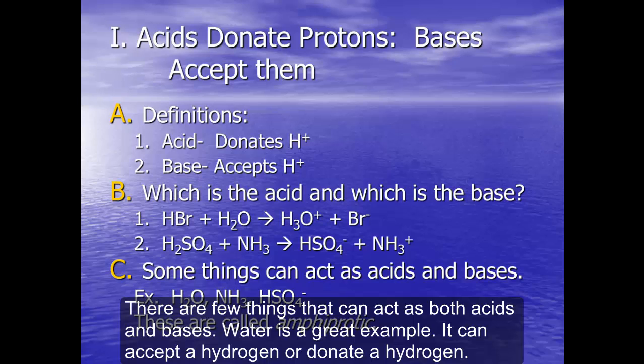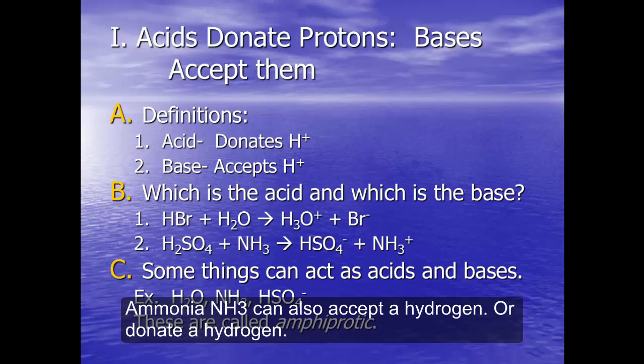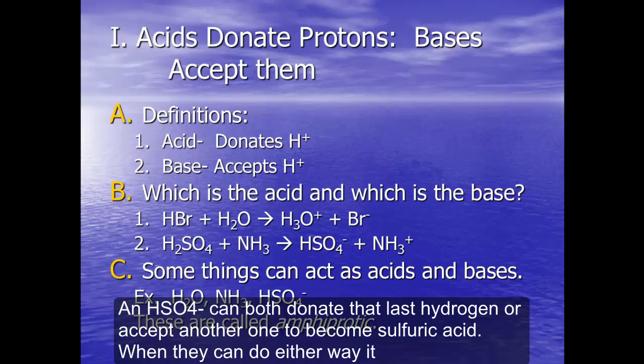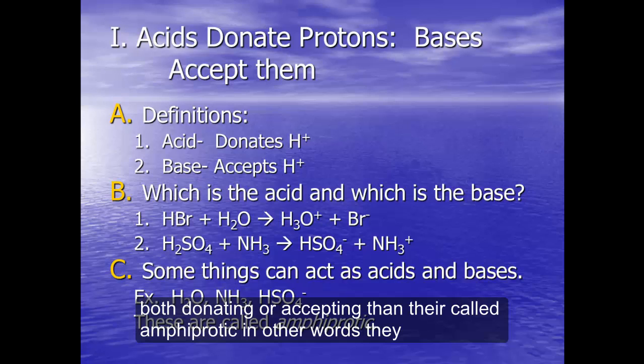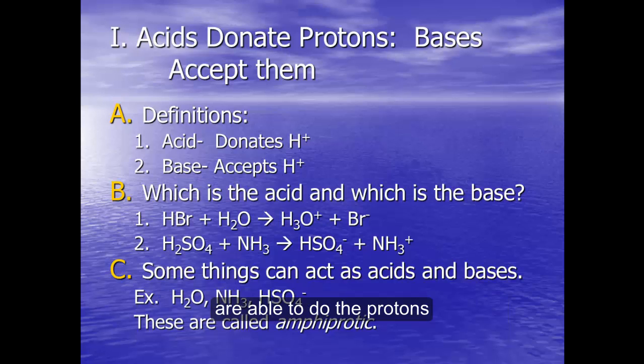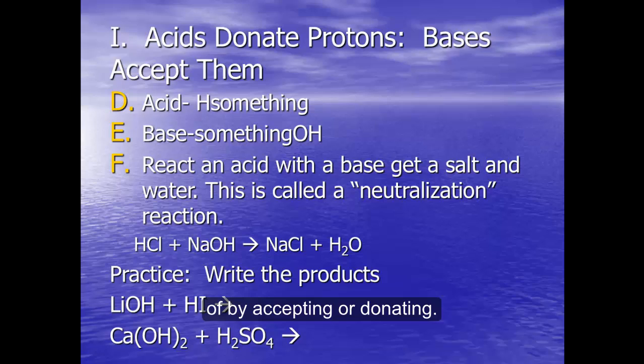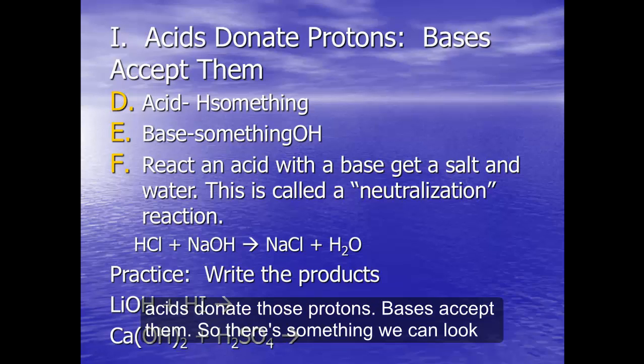There are a few things that can act as both acids and bases. Water is a great example. It can accept a hydrogen or donate a hydrogen. Ammonia, NH3, can also accept a hydrogen or donate a hydrogen. And HSO4- can both donate that last hydrogen or accept another one to become sulfuric acid. When they can do either, both donating or accepting, then they're called amphiprotic. In other words, they are able to do the protons by accepting or donating. Acids donate those protons, bases accept them.